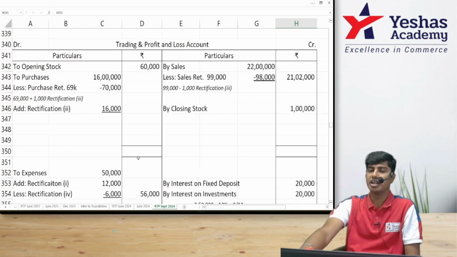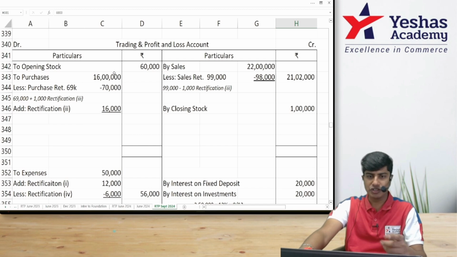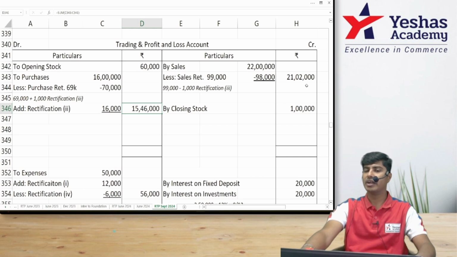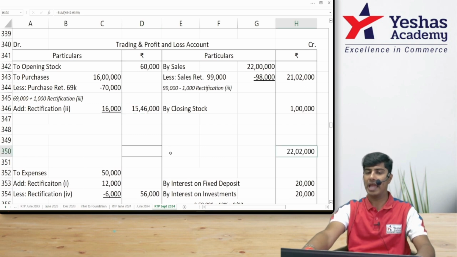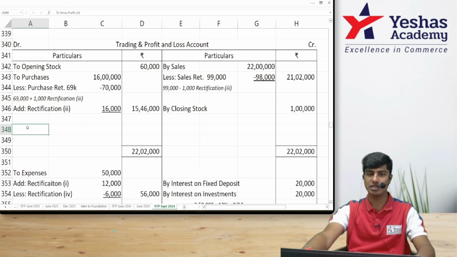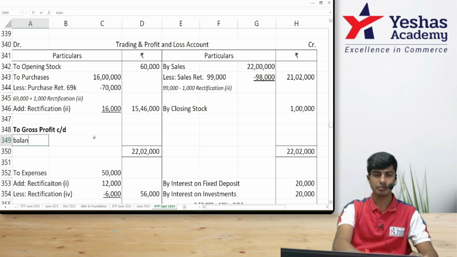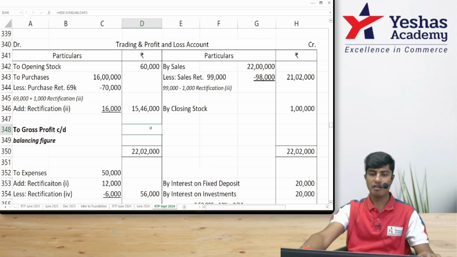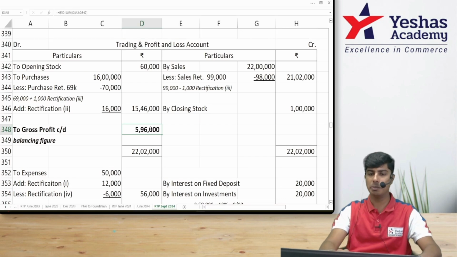Come to trading, determine our GP. Before that, purchase 16 lakh minus 70, 15 lakh 30, plus 16, 15 lakh 46. 21 lakh 2 plus 1, 22 lakh 2,000. 22 lakh 2,000 minus 16 lakh 6,000. How much is the GP? It is the balancing figure. 5 lakh 96,000 is GP. That will be brought down to P&L.